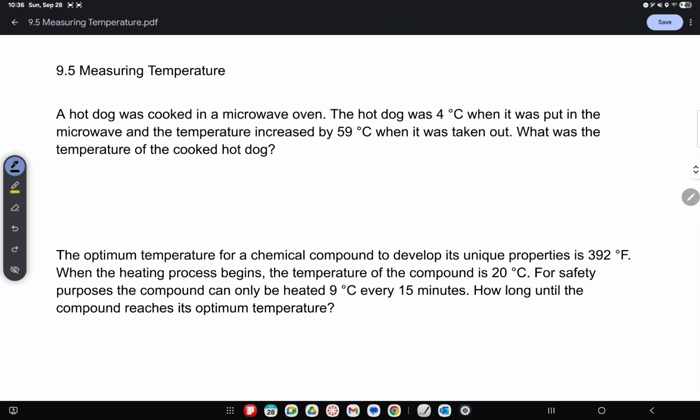Our hot dog was cooked in the microwave. The hot dog was 4 degrees Celsius when it was put into the microwave, and then it increased by 59 degrees Celsius when it was taken out. What was the temperature of the cooked hot dog? So it started at 4 degrees Celsius and it increased by 59 degrees Celsius. So 4 plus 59 is 63 degrees Celsius.